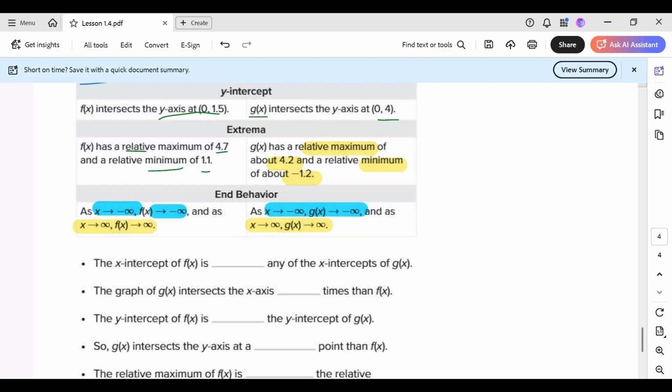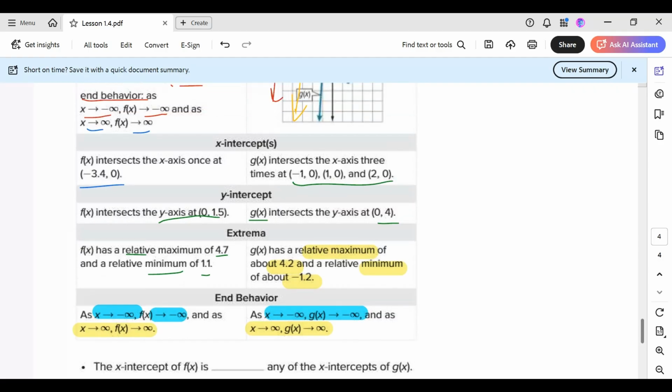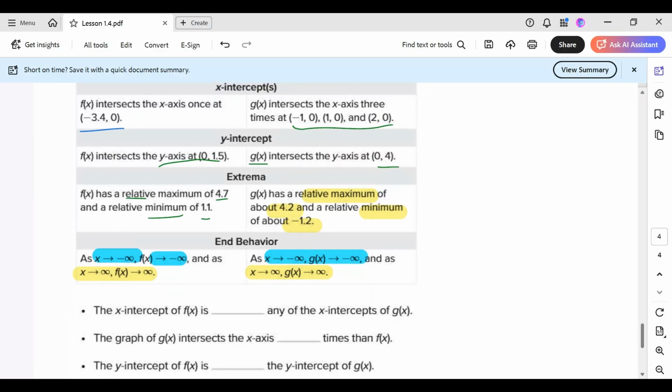Okay, so now let's fill in our chart. It says the x-intercept of f of x is what compared to any of the x-intercepts of g of x. So when we look at our f of x, our x-intercept was negative 3.4, which is a negative value, but our g of x equations have an x value at negative 1, which is greater, at 1, which is still greater, at 2 is still greater. So the x-intercept of f of x is less than any of the x-intercepts of g of x.